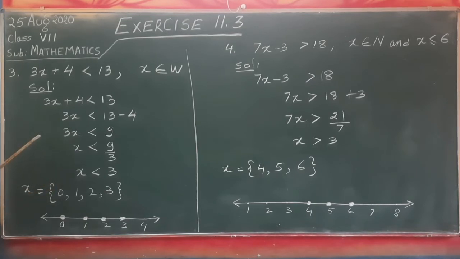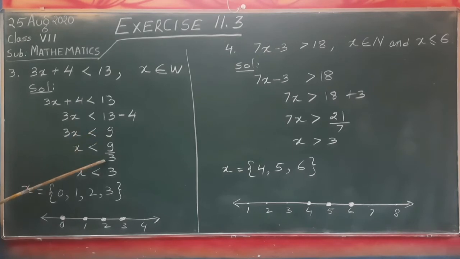Now let's seek the solution. 3x plus 4 on the left hand side is less than 13. While solving, one thing you should keep in mind is that the less than symbol should be in one straight line. Remember, we are learning inequation, not equation now. Both sides are not equal. Here you can see left hand side is not equal to right hand side, and we are trying to find the x value. Now 3x is less than 13 minus 4.